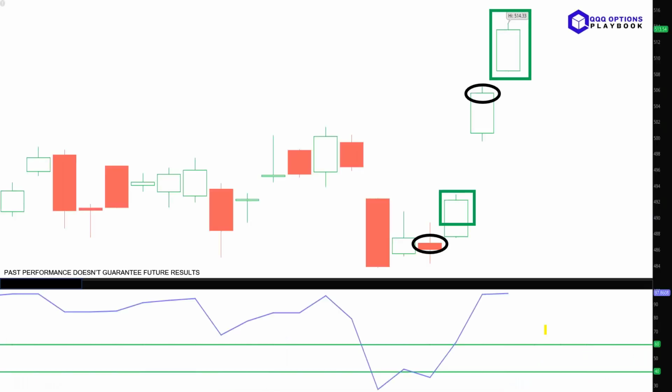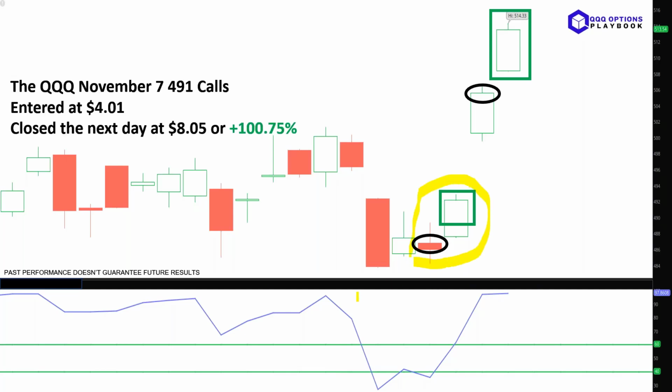As you heard me talk about earlier, I believe we are visual learners. Again, at the bottom, the indicator represented is %R for % range. 4 different windows that it can fall into. We're going to talk about this trade here, okay? Those were the QQQ November 7, 491 calls, entered at 401 and exited the next day at 100.6 0.75%. Remember, these trades come out at 3:40 p.m. Eastern time. We're targeting 100% with a 50% stop.